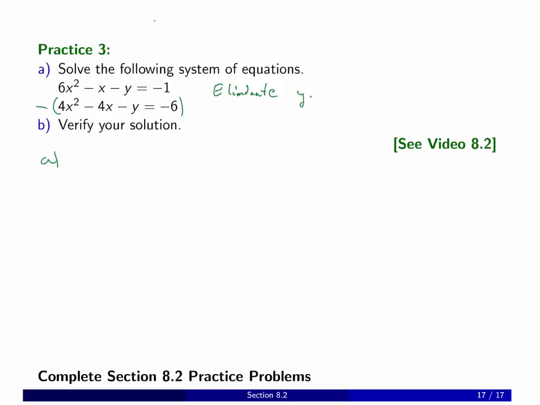So for part A, let's do this in red. If we make that negative, then we're going to have 6x squared minus x minus y equals negative 1. And on the bottom, you're going to have minus 4x squared plus 4x plus y equals 6. The y's will cancel, and what you're going to be left with is 2x squared plus 3x equals 5.